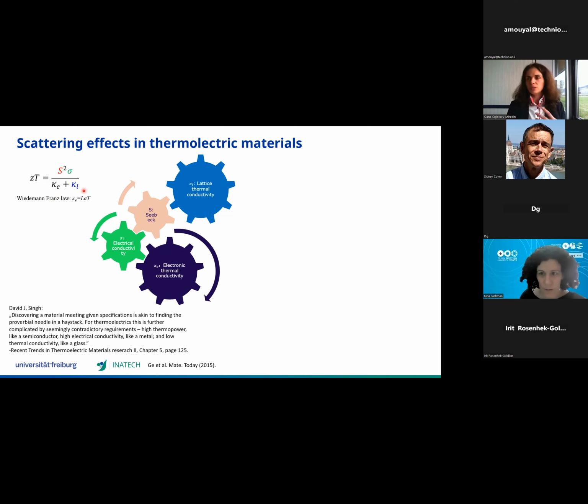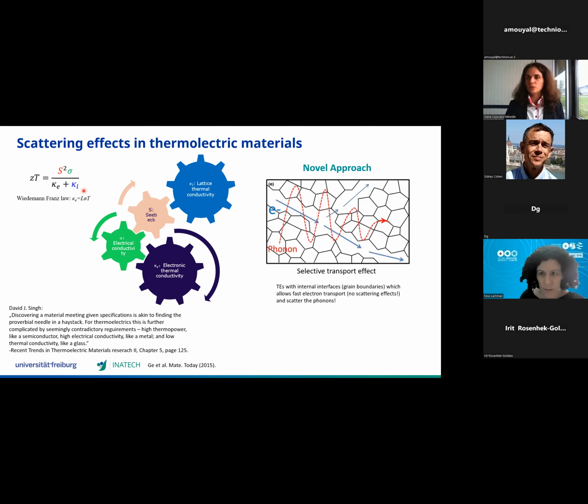So it means that all these parameters are interconnected, and it's very difficult to change one parameter without influencing the other. Therefore, as I said at the beginning or in the middle of my presentation, I presented different examples. A new approach was to insert nanostructures, which will allow a selective transport effect. And one of these nanostructures for the laterite are the grain boundaries.